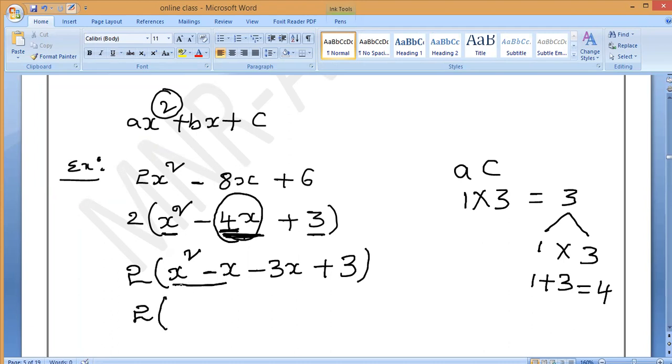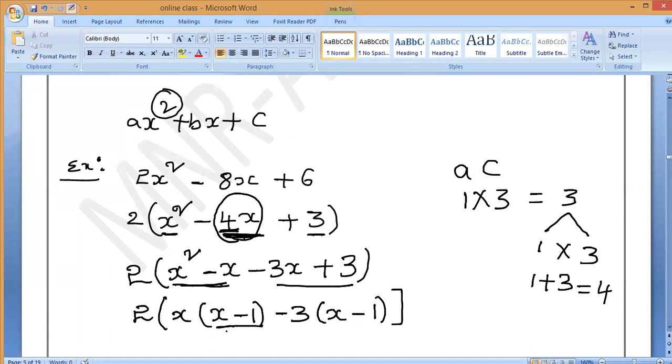Here, these two terms, again one time. What is common? x is common. This is x minus 1. In these two terms, what is common? 3 is common. Minus 3 into x minus 1. Always these two brackets must be the same.